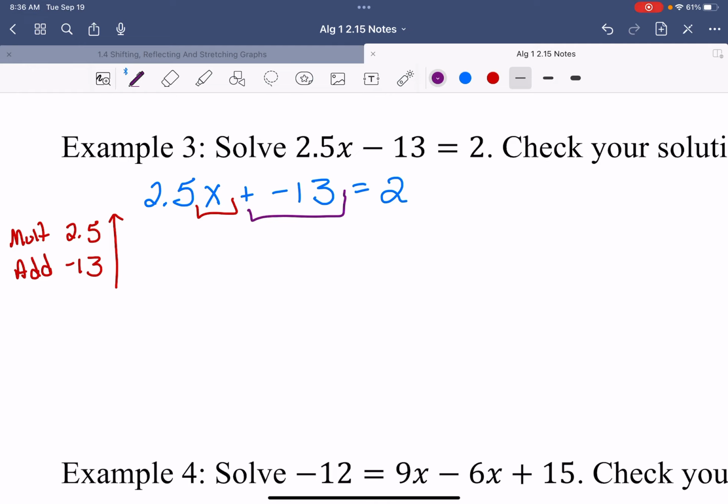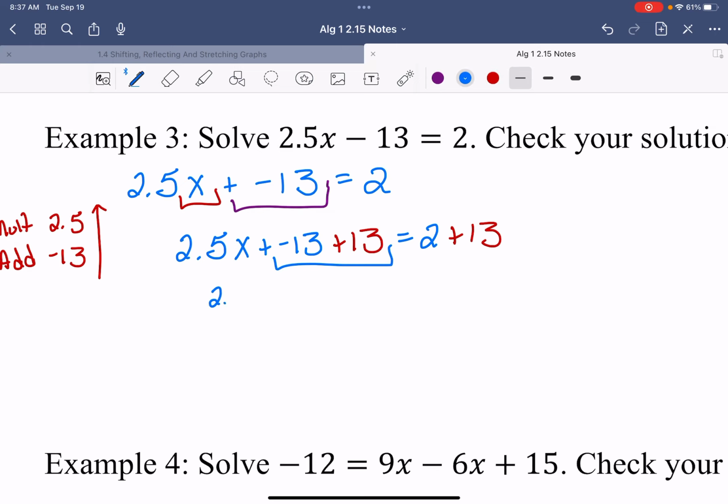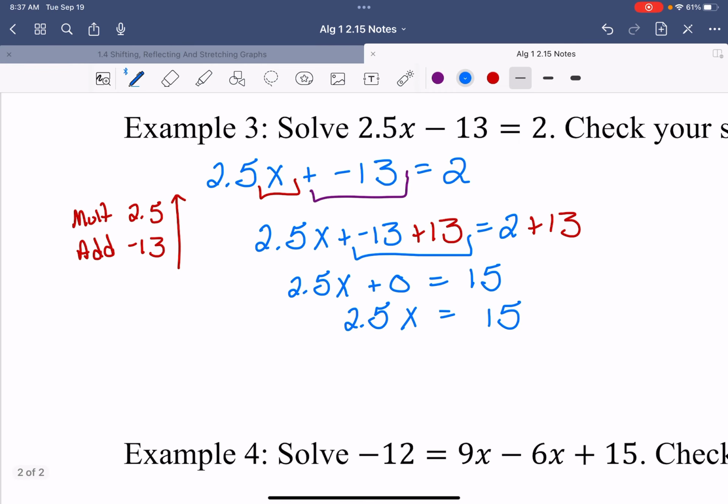So to undo adding a negative 13, I add a positive 13. So I write this equation as is, plus a negative 13, and then I add a positive 13. The other side of the equation, I add a positive 13. So now I put together like terms. These two are alike, so this side is just 2.5x. Positive 13 plus a negative 13 is 0. So that gives me plus 0, which I can write, but adding 0 means nothing. 2 plus 13 is 15. So I have 2.5 times x equals 15. So I undid this step, check, done with that bit, adding a negative 13.